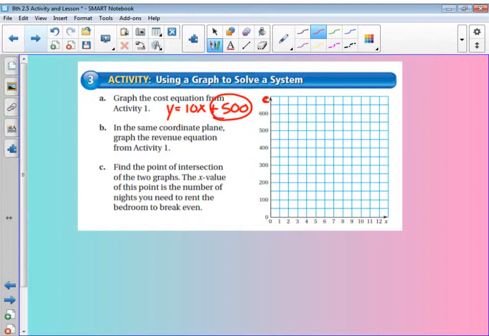You guys aren't used to numbers that large, but on this graph, it goes up to 500. So I'm going to put a dot at 500. And then I'm going to follow the slope of 10 over 1. So I would go up 10 and over 1.